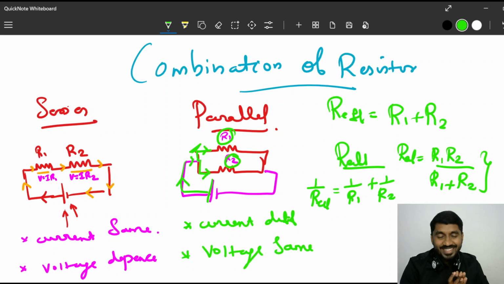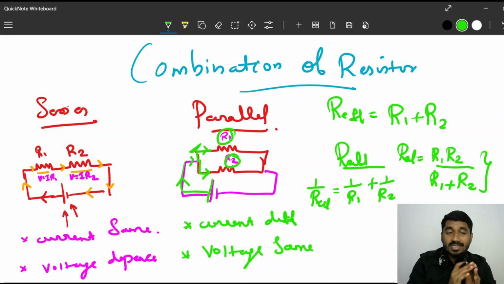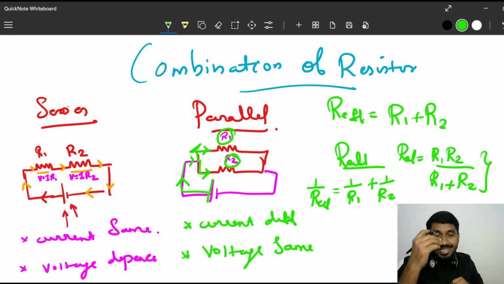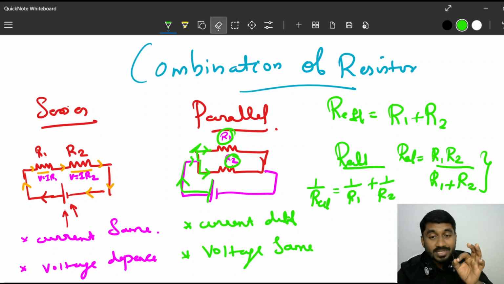I hope the point is clear. So combination of resistors we discussed: study the properties of series and study the properties of parallel, then the effective resistance. Clear? Okay, any doubt in this you can post in the chat box. I will reply in the chat box itself. Okay. Now you can take the screenshot.